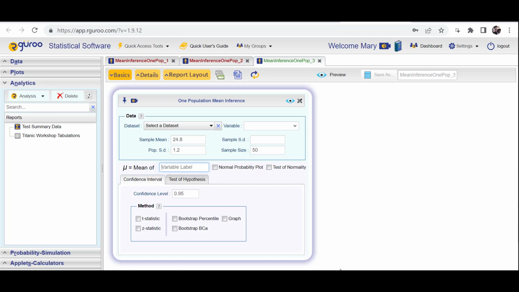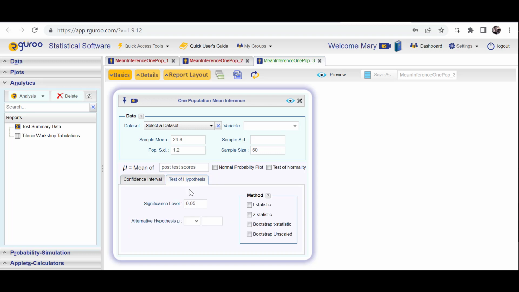We're testing whether the post-test scores are higher than the pre-test scores. So we're trying to test the mean of the post-test scores. All right, and we're going to test our hypothesis. So click Test Hypothesis. Significance level, we're going to change to 0.01, and we want to know if it is not equal to, different. So not equal to is this one here, 24. And we're going to choose Z statistic again and preview it.